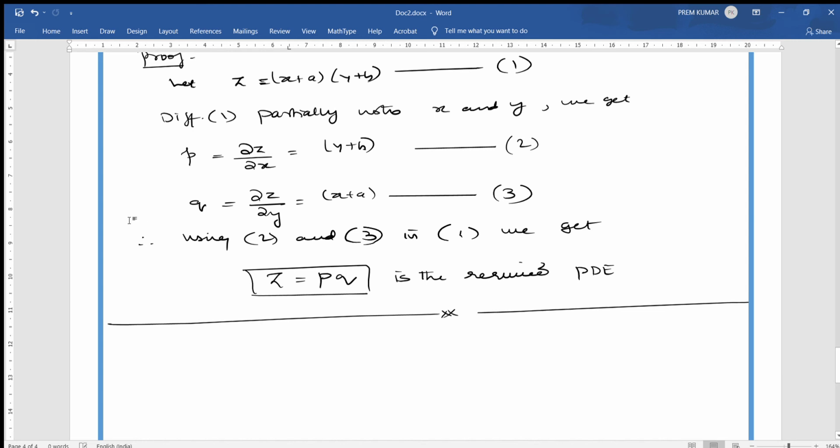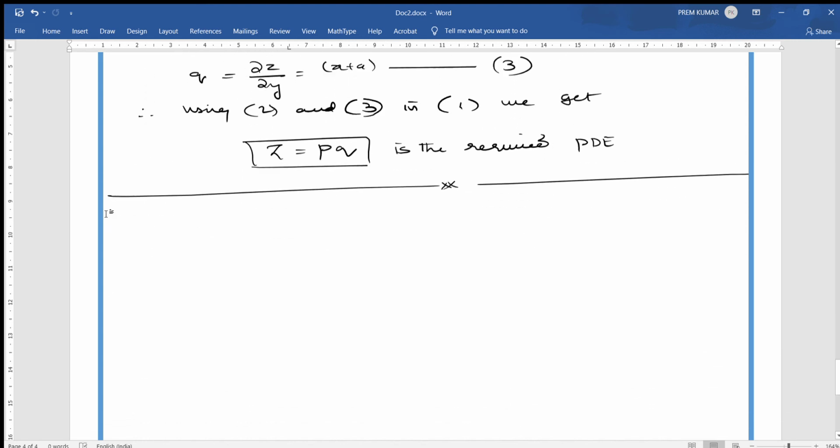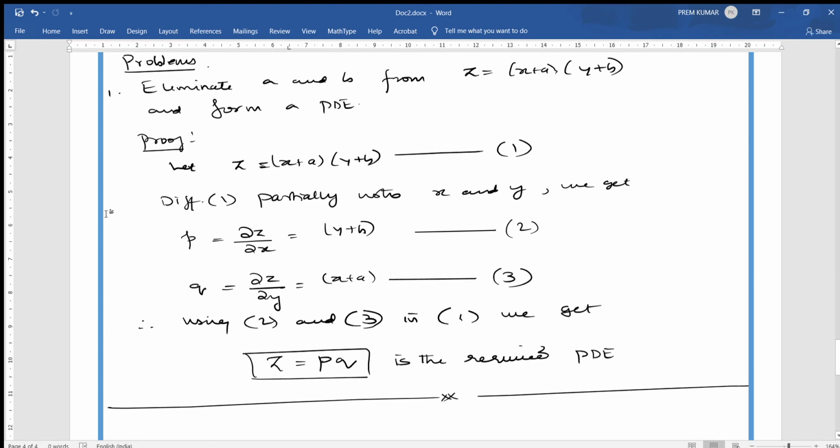This is the simplest problem and this is a method. Not always will you be substituting 2 and 3 in 1. From these 3 equations, our aim must be to eliminate a and b, and the resulting equation must be the required PDE. Not always that we have to substitute 2 and 3 in 1 and get it. Sometimes we may not use 1. We will use 2 and 3 and eliminate it.